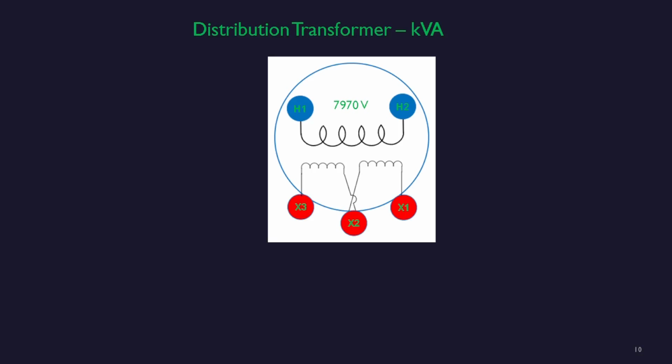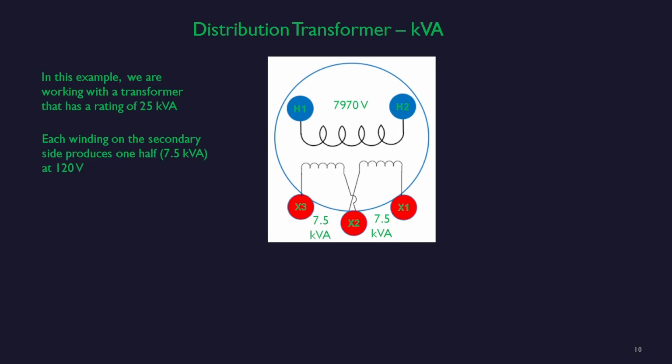The distribution transformer's kVA is also determined by the nameplate or the markings on the transformer itself. In this example, we are working with a transformer that has a rating of 25 kVA. Each winding on the secondary side produces 1/2, or in this case 12.5 kVA at 120 volts. Since these windings are in series, the output between X1 and X3 is 25 kVA at 240 volts.